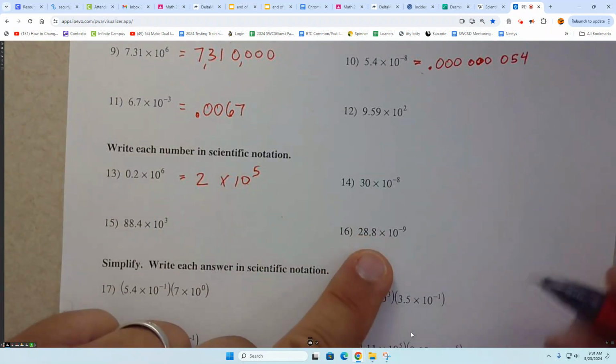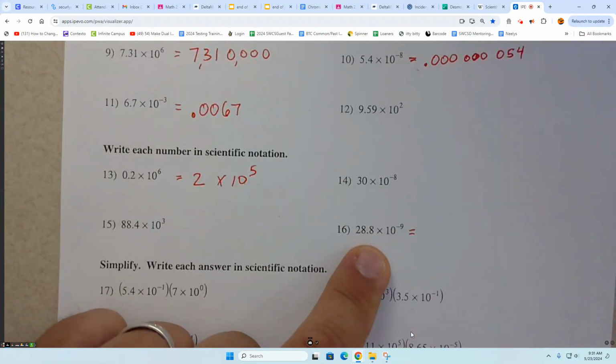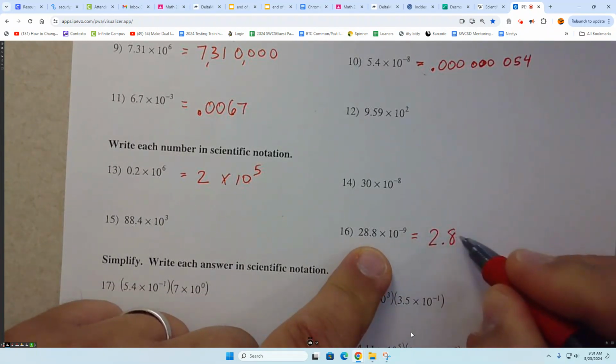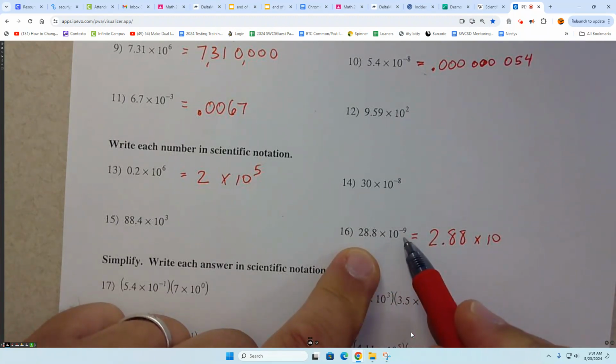Actually, I'm going to do one of these. I'll do this one. This one needs to become what? 2.88 times 10. It's giving a 10 to this.